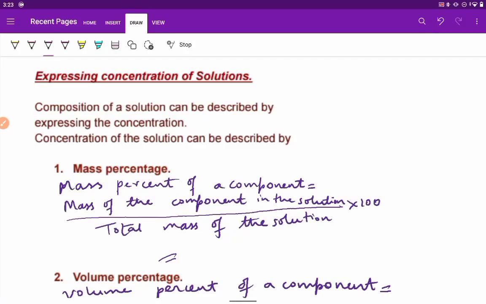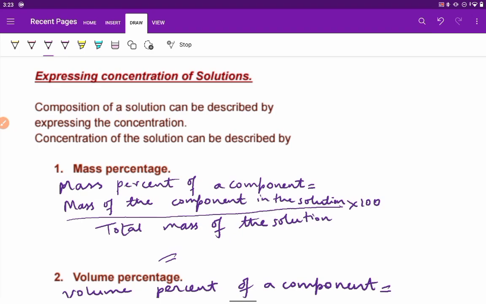Today we will deal with the topic expressing concentration of solutions. Now see, if we want to describe the composition of a solution, we can do so by expressing its concentration. As far as concentration is concerned, we can express it either qualitatively or quantitatively.